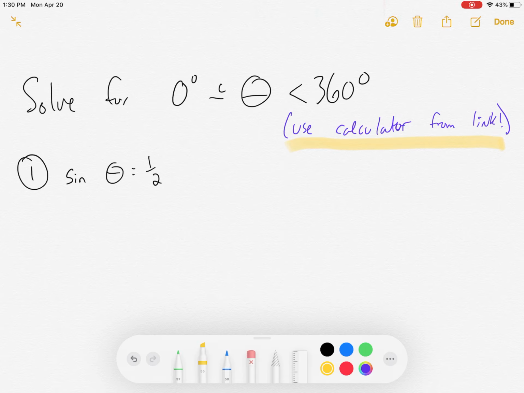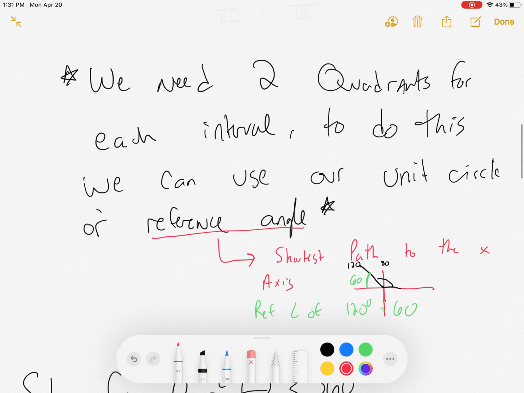Okay, so it says solve for theta between 0 and 360 degrees. That tells us that the mode of our calculator should be in degrees. So we're dealing with sine, and we're looking for the positive because 1/2 is positive. Where is sine positive? It's positive here and here. It's negative here and here. So in other words, I don't care about this quadrant and I don't care about this quadrant because sine, my y values, are negative in quadrants 3 and 4. I only care about quadrants 1 and 2.